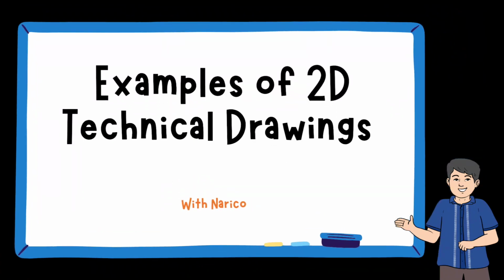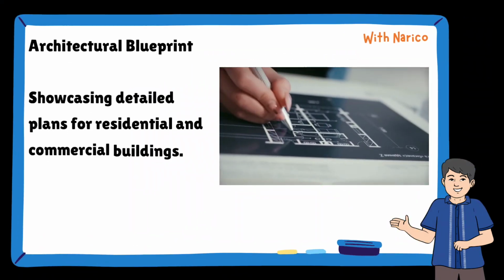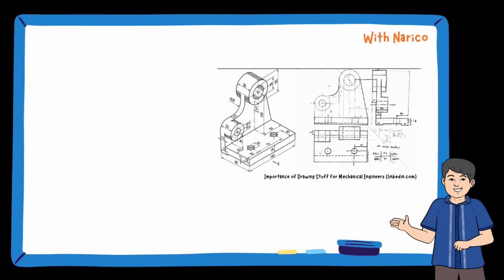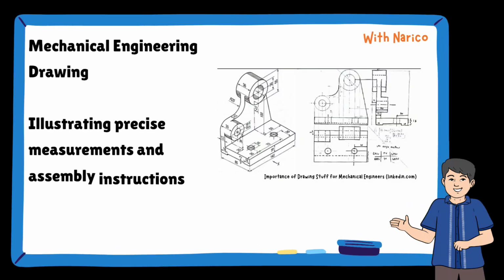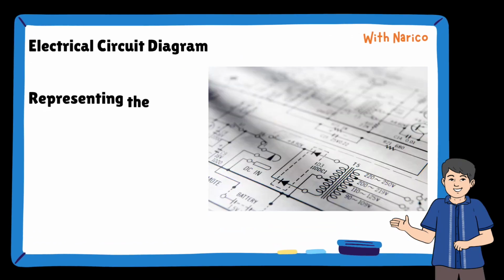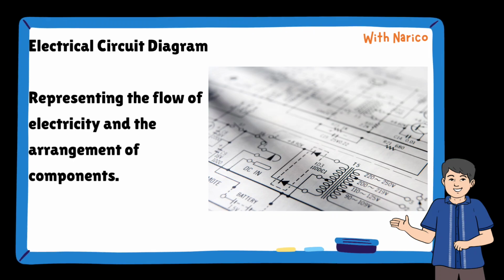Examples of 2D technical drawings. Architectural blueprint: showcasing detailed plans for residential and commercial buildings. Mechanical engineering drawing: illustrating precise measurements and assembly instructions for machinery. Electrical circuit diagram: representing the flow of electricity and the arrangement of components.